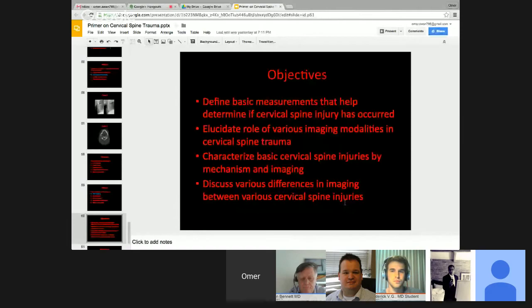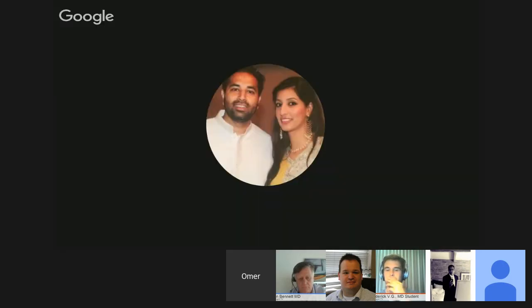We elucidated the role of various imaging modalities in cervical spine trauma. Radiography is the initial assessment to see if there's any prevertebral soft tissue swelling or fractures. CT is the best at identifying fractures. And MRI really is good for ligamentous injury, traumatic disc herniation, cord contusion and things like that. We characterized cervical spine injuries by mechanism, particularly C1 fractures and C2 fractures, and we differentiated hyperflexion and hyperextension injuries. And we talked about the various differences in imaging between these injuries.